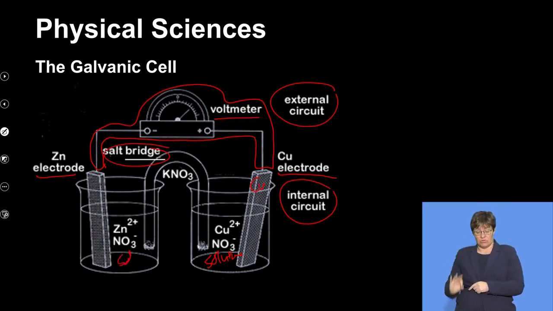Another solution and another electrode, which in this case was the zinc electrode. So you can see quite clearly there are two components to this galvanic cell. In this case, it's the zinc copper cell.